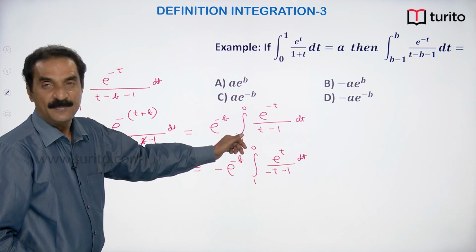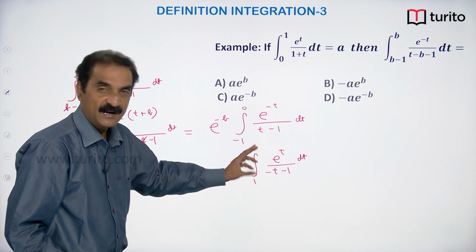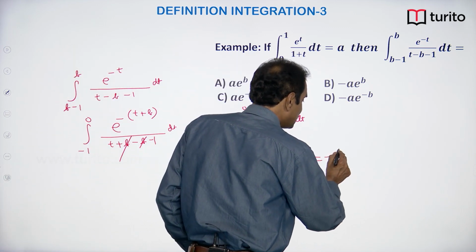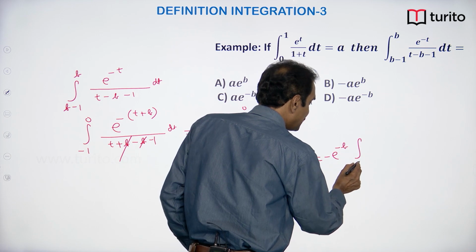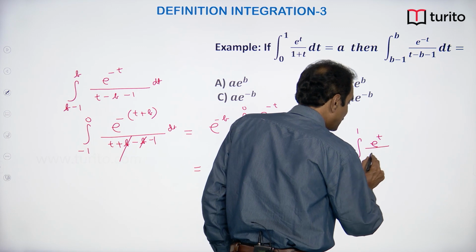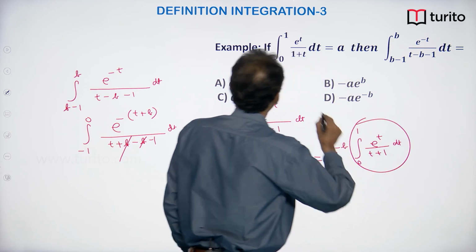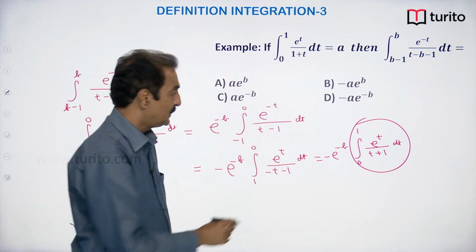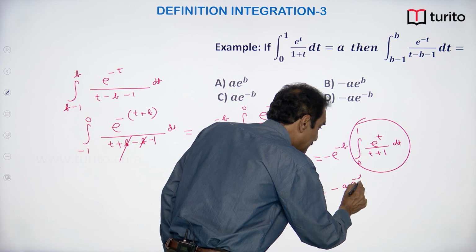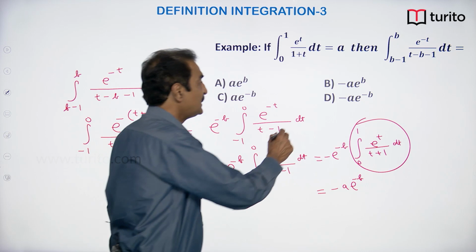Now, interchange the limits. What happens? Sign will change. Then take the minus sign and make it plus. So it becomes minus e power minus b integral 0 to 1 e power t by t plus 1. This integral is what? Given as a. So the answer is minus a e power minus b. Among the 4 options, the correct answer is D.